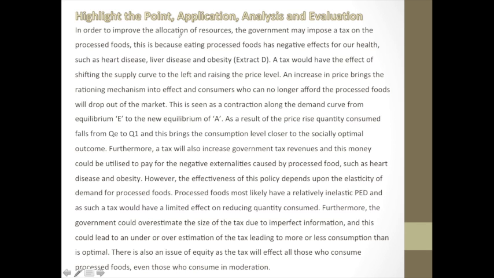So here we have a sample paragraph for you to read, and what I'd like you to do is maybe just pause the video here and highlight in your own minds the point, application, analysis and evaluation within this paragraph.